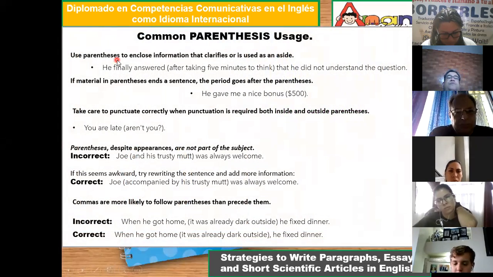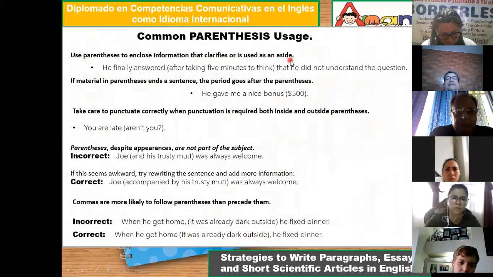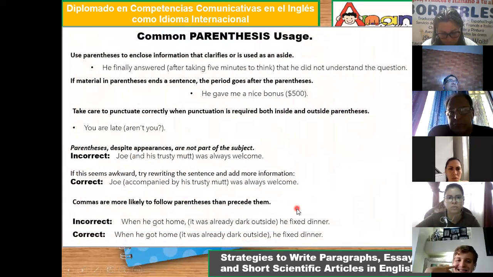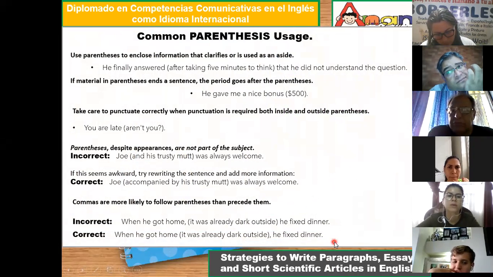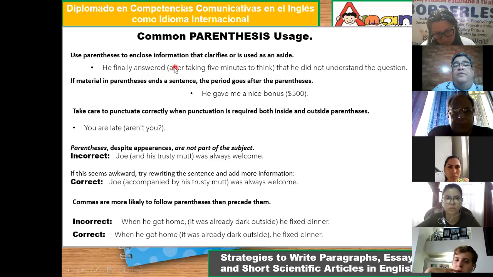Use parentheses to enclose information that clarifies or is used as an aside. Daniela Pineda hizo un comentario cuando estábamos en el párrafo. Yo puedo utilizar los paréntesis como para introducir también cláusulas apositivas. ¿Recuerdan? He finally answered after taking 5 minutes to think. También yo podría utilizar coma aquí, coma acá. O podría utilizar, como dijo Ricardo, un dash aquí y un dash acá. Ok. Understand?